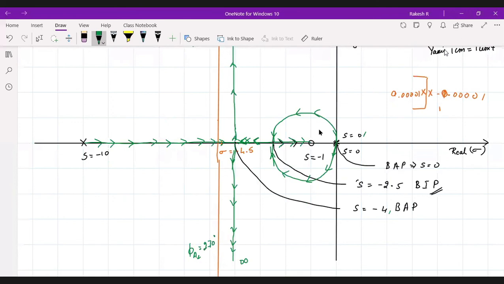Any doubts in this? No, sir. Yeah. For today's class, I request everyone to bring graph sheets so we can solve one numerical on this, right? And in the next class, I'll be doing one more difficult problem on the root locus only.